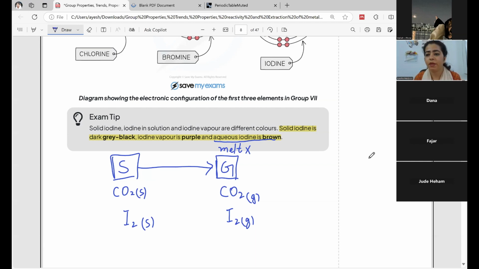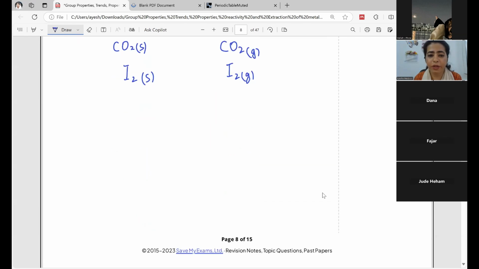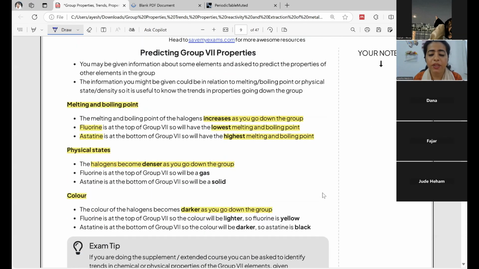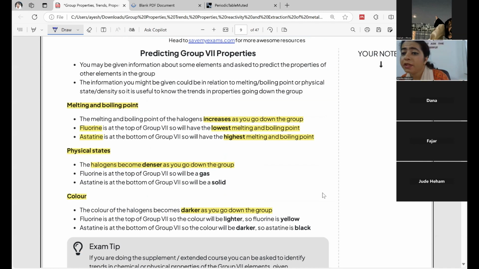Okay, so let's move forward after that. Now, predicting the properties. Again, just like group 1, they can ask you one of the properties of one of the elements from group 7 and ask you to predict the properties. So we can summarize that the melting point and boiling point of halogens increase as you go down the group. And as we said, the density is increasing, gas, then liquid, then solid. So density increases, their melting and boiling points also increase.